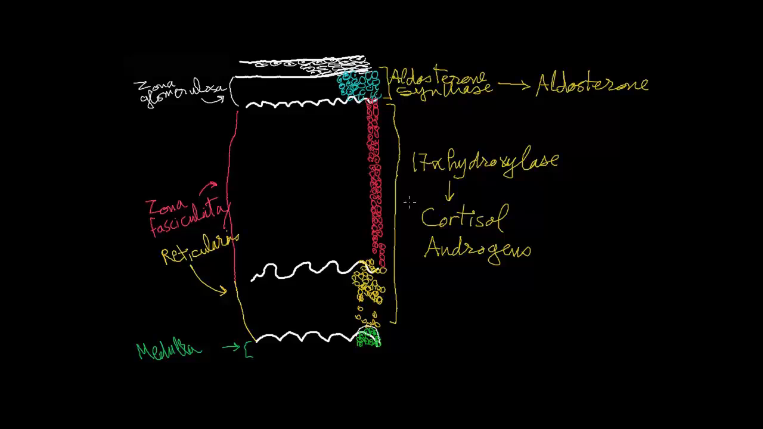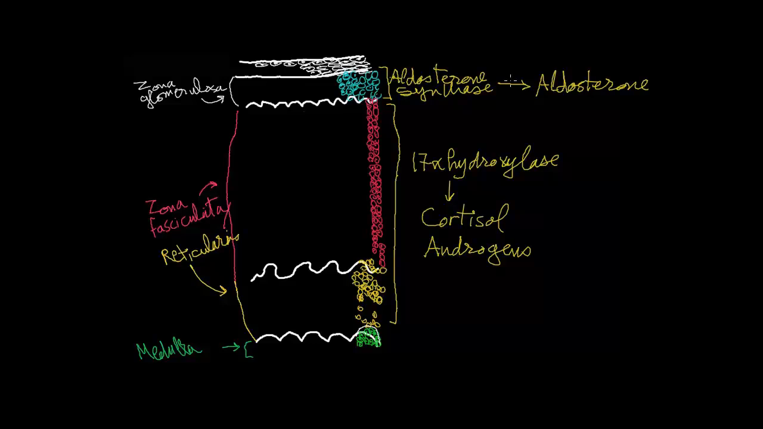So from the functional point of view, the presence of distinct enzymes, aldosterone synthase for zona glomerulosa and 17-alpha hydroxylase for zona fasciculata reticularis, differentiates functionally between the two zones.